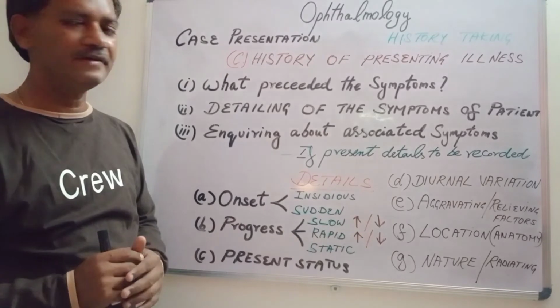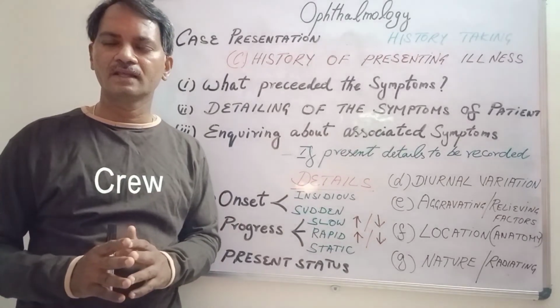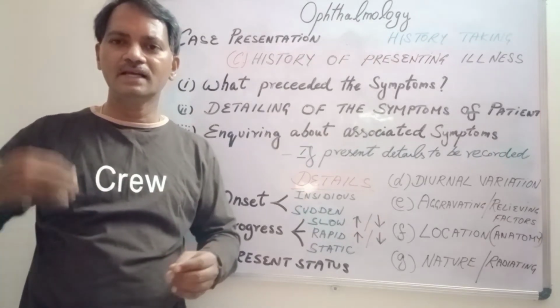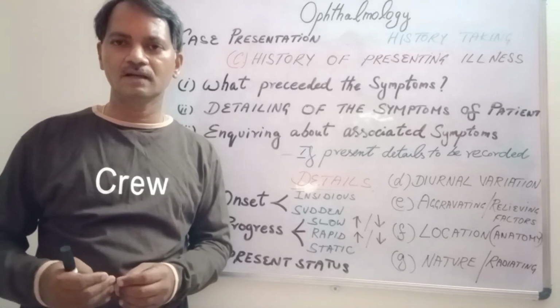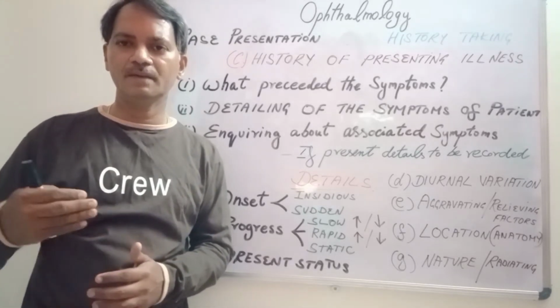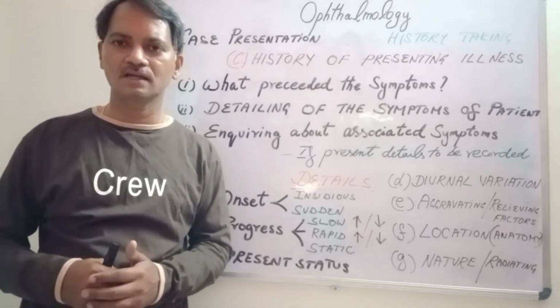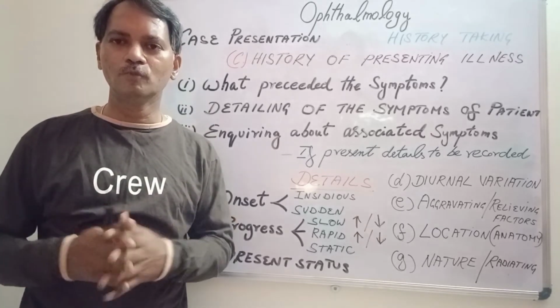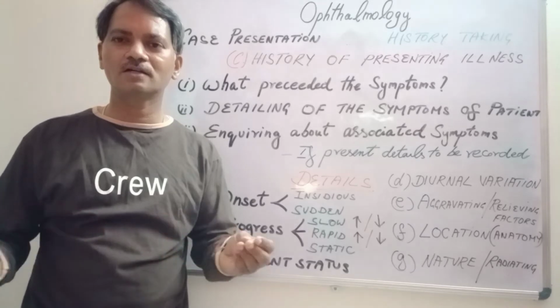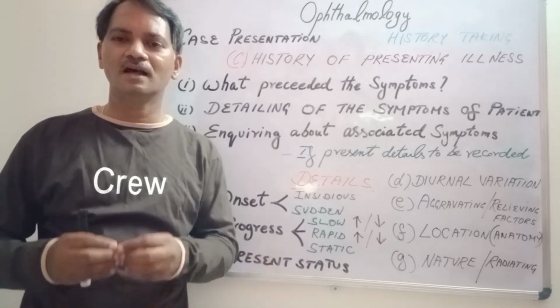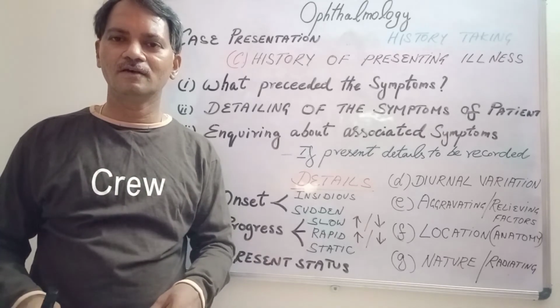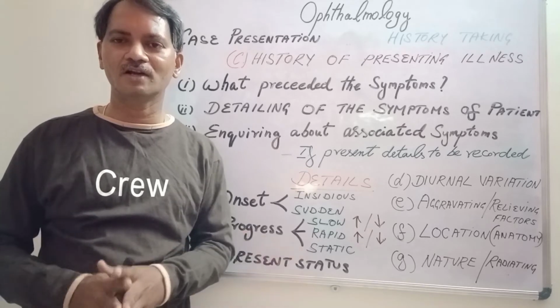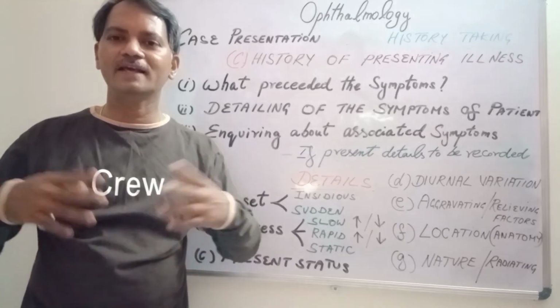Next is the aggravating and relieving factors. The symptoms may be increased by certain factors. It may be reduced by certain factors. Suppose you are going to have a headache. You are going to a movie which is not at all tolerable. It is a very worst movie, horrible movie, you are not able to tolerate. What will happen? Your headache will aggravate.